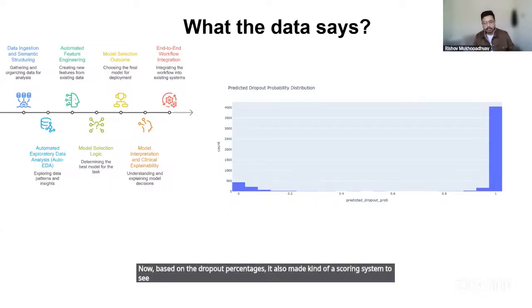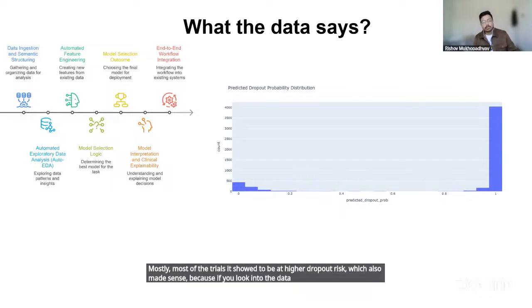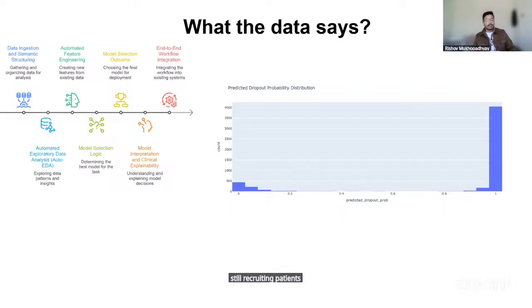to see what is the distribution. So how many are at higher dropout risk, which is at 1, and how many are lower dropout risks. So for most of the trials, it showed to be at higher dropout risk, which also made sense because if you look into the data, you will see that most of the trials are either still recruiting patients or they are not completed yet.